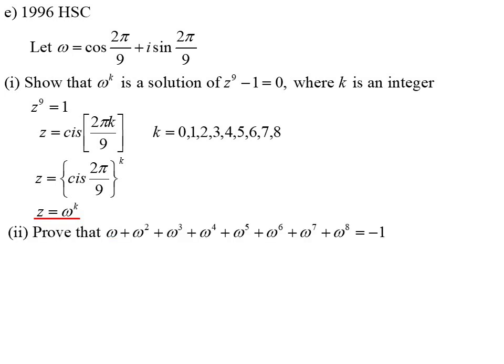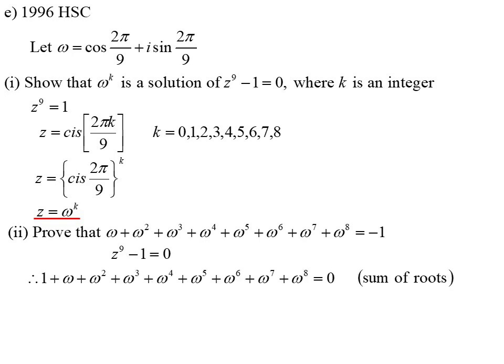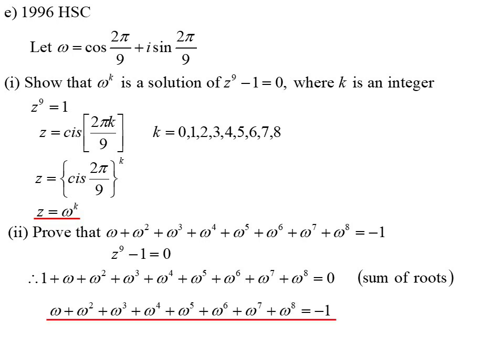Prove. There's that standard question, written slightly different. Prove that all of these add up to negative 1. Well, again, there's our equation, z to the power of 9 minus 1 is equal to 0. I know the sum of the roots would be 0. Again, explain how you got your answer. I'm using the sum of the roots of this polynomial. Well, if I move that 1 to the other side, now I've got the expression that they're looking for.